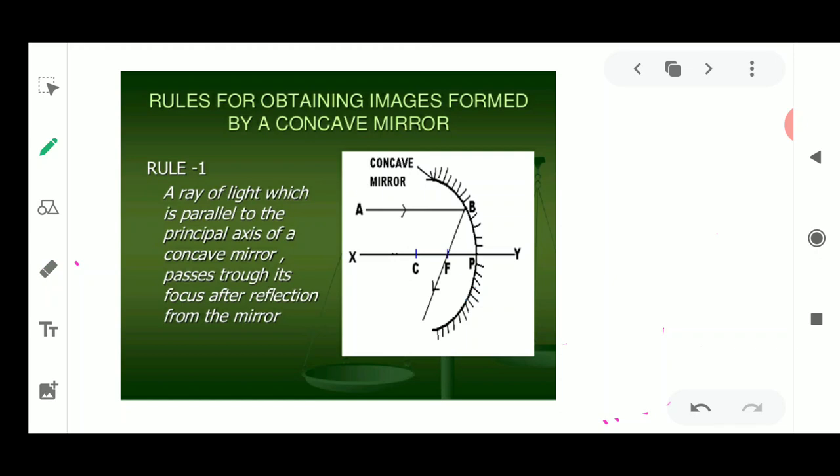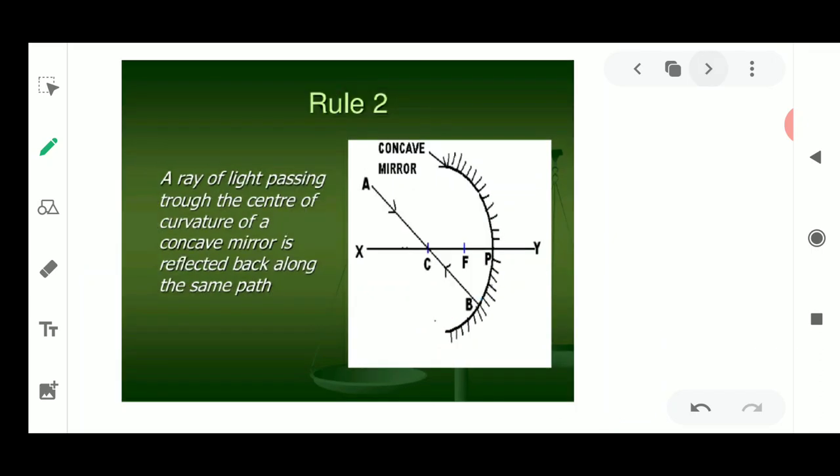Now I think you all can recognize the meaning of C. C means center of curvature, F means focus, P means pole, X and Y are the principal axis, and A and B is the light ray which is incident, and after incidence it becomes the reflected ray, which is shown by this arrowhead. Now next is rule number 2. This rule says that whenever a ray of light is passing through the center of curvature of a concave mirror, it is reflected back along the same path.